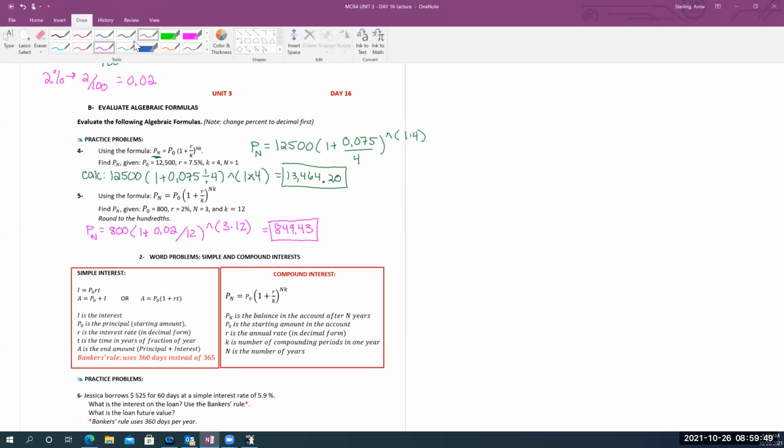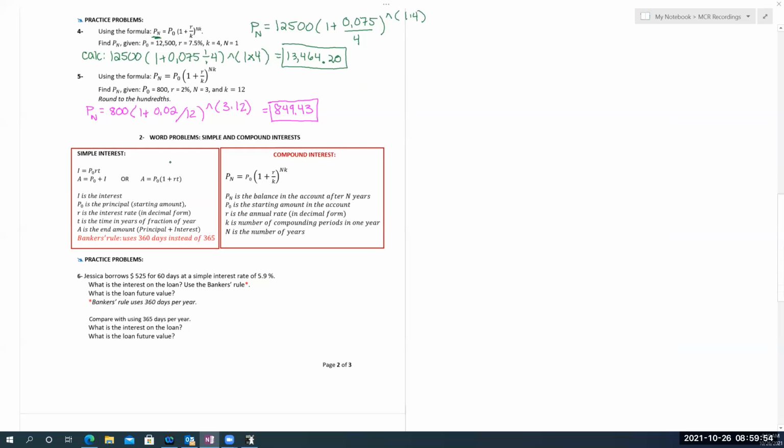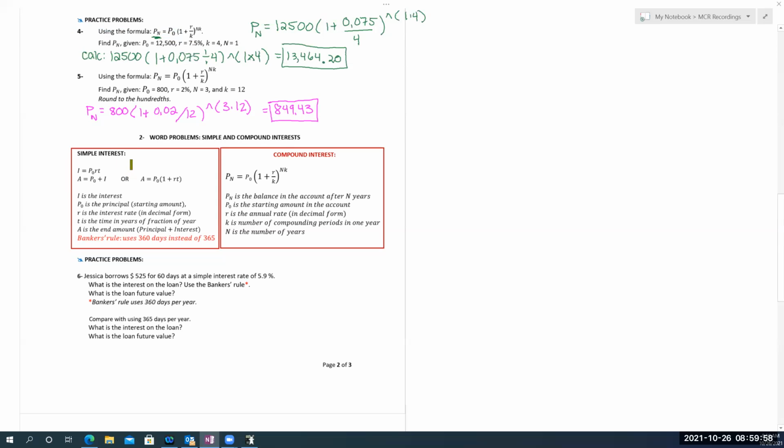Now to the meat of this, we were getting towards simple interest and compound interest. So these are your simple interest and compound interest formulas. At no point do you have to memorize these. Simple interest, you have 3 formulas. You've got an interest formula and a total amount formula.